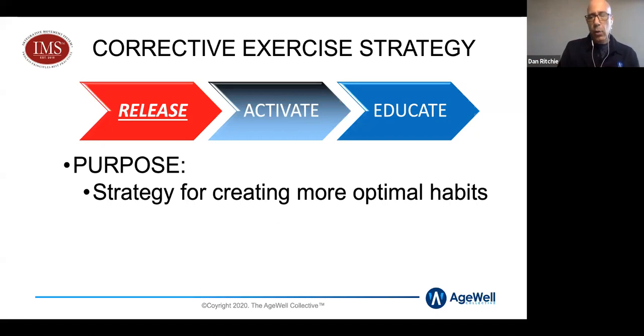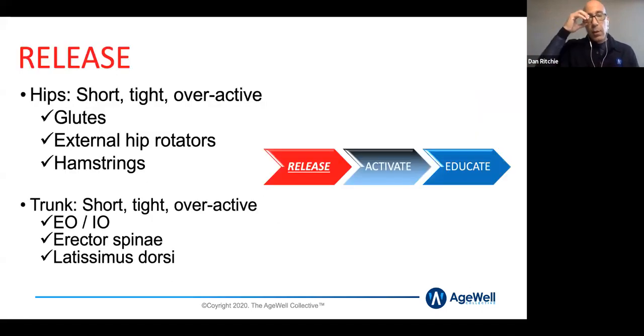breathing, and controlling. You would want to release these muscles in many of your clients: glutes, external hip rotators, and hamstrings, because these are the muscles that will limit hip rotation. You will want to release external obliques, internal obliques, erector spinae, and latissimus dorsi for clients that have thoracic rotation issues. And again, you know how to do that, so I don't need to explain it to you.